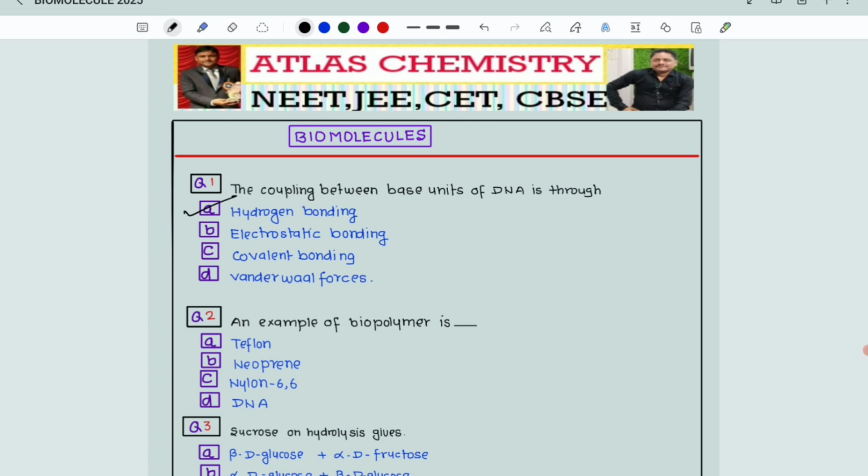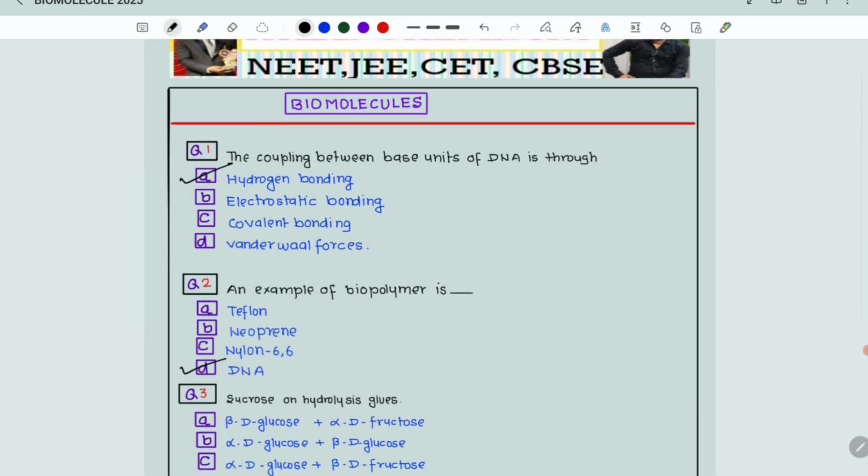Second question is an example of biopolymers, meaning all those polymers that we get from plants and animals. Those are called biopolymers. So here Teflon is prepared from tetrafluoroethene, a chemically prepared polymer. Neoprene is a synthetic polymer. Nylon 66 is also a synthetic polymer. Here the DNA molecule is a biopolymer. So option D is the correct option.